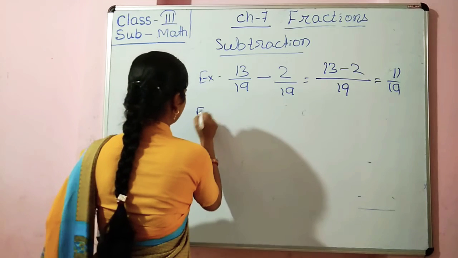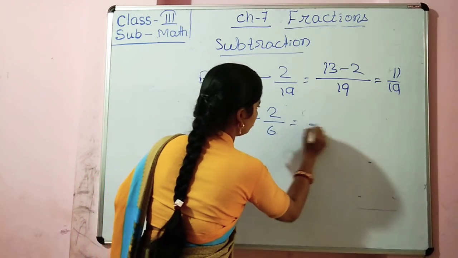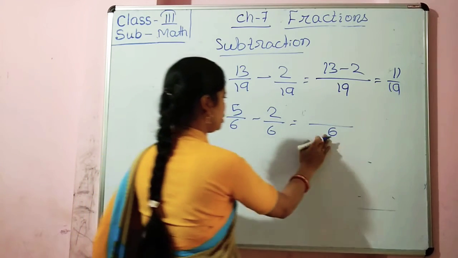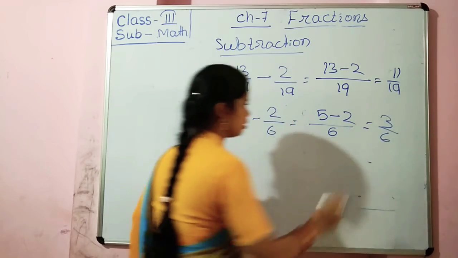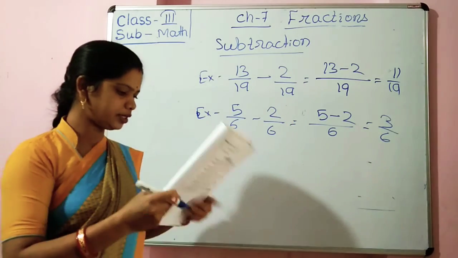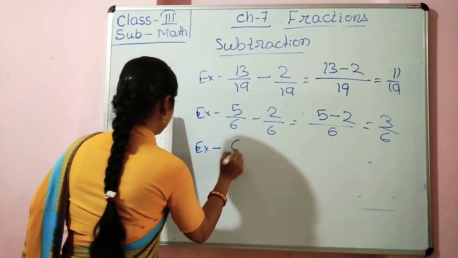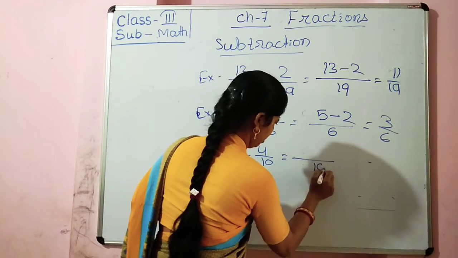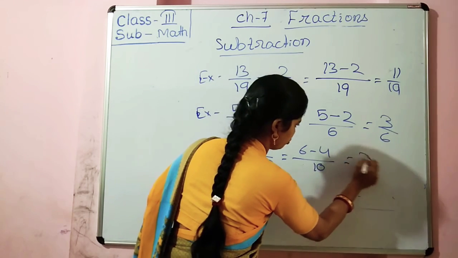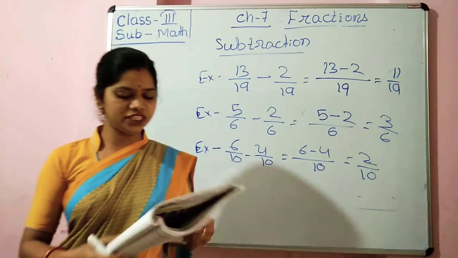Suppose, look, next 5 by 6 minus 2 by 6. Here the denominator is 6 and numerator 5 minus 2 is equal to 3 by 6. The next example, 6 by 10 minus 4 by 10. The denominator is 10, 6 minus 4 is equal to 2, so the answer is 2 by 10. It is very easy for everyone.